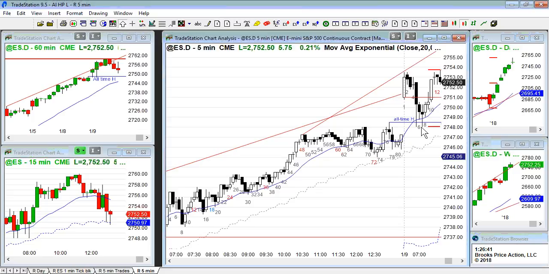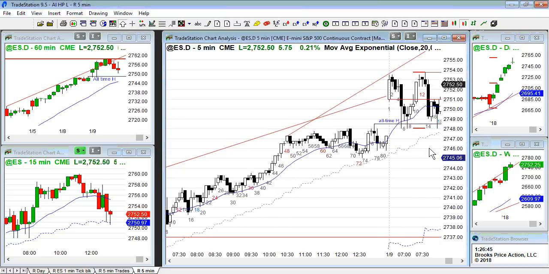Had I bought here, I'd put my stop down here, and I would get out probably before my stop was hit. I probably would get out during 14 or on the 14 close, and I would not buy above 15. I would wait for a second entry buy.